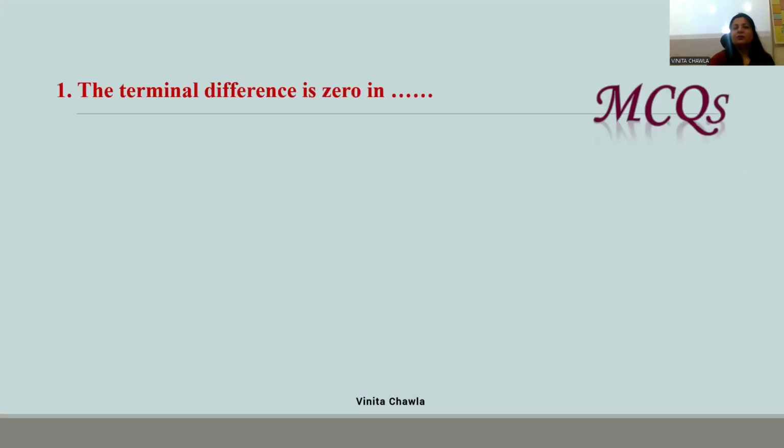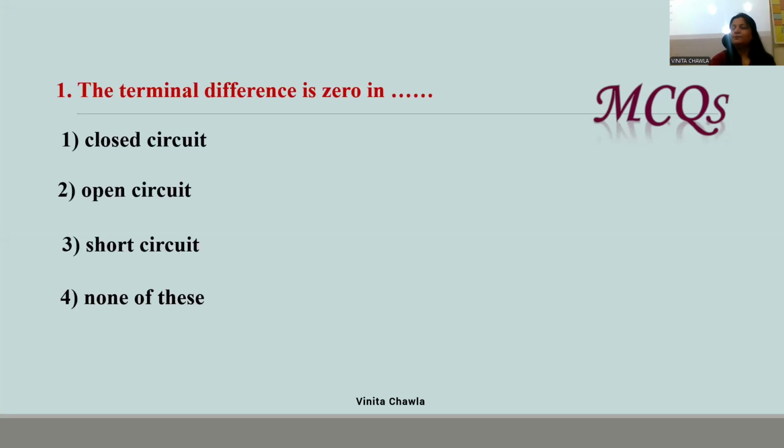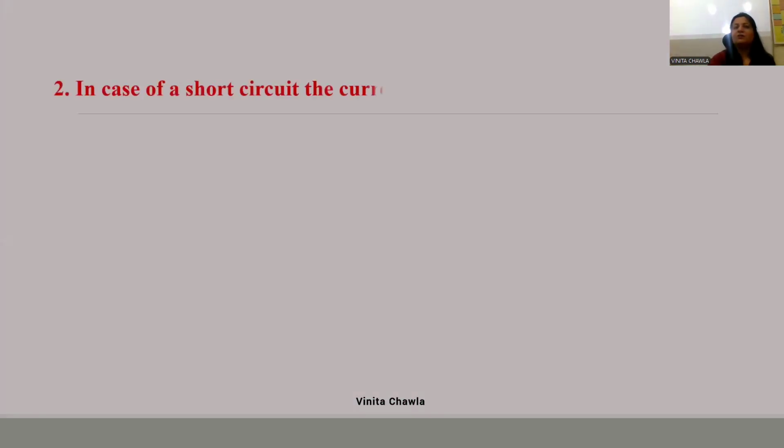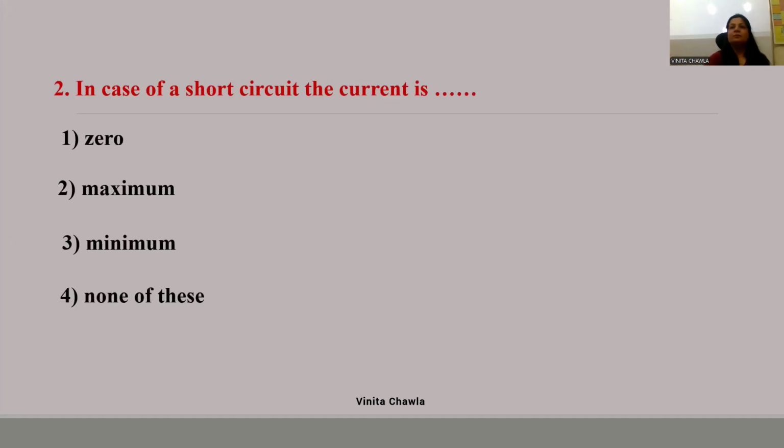The terminal difference is 0 in short circuit. In short circuit, V equals 0, and E minus I small r is 0, and we write I as E upon small r, maximum current flows in the circuit. Okay. Next question. In case of a short circuit, the current is maximum.